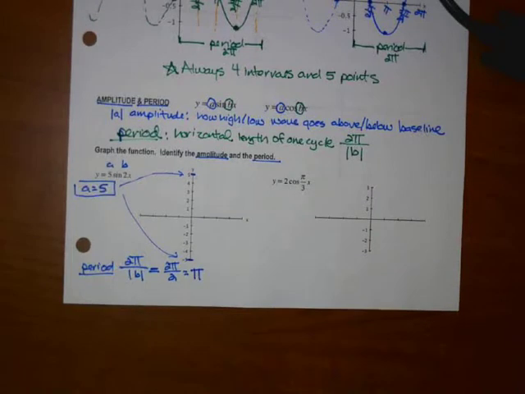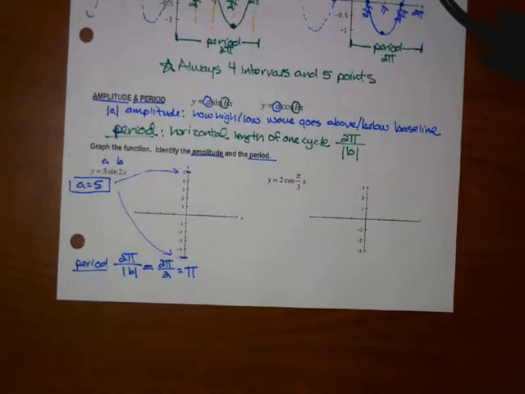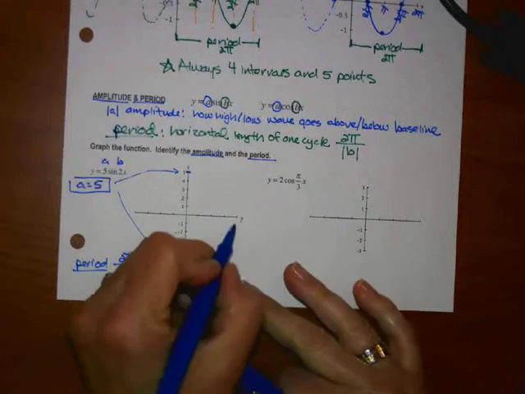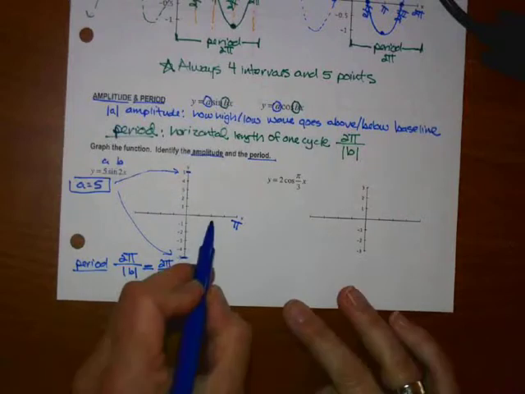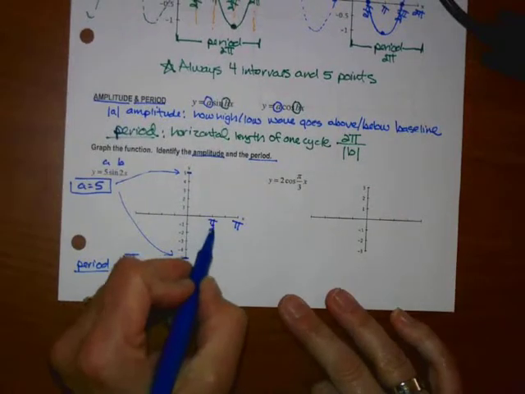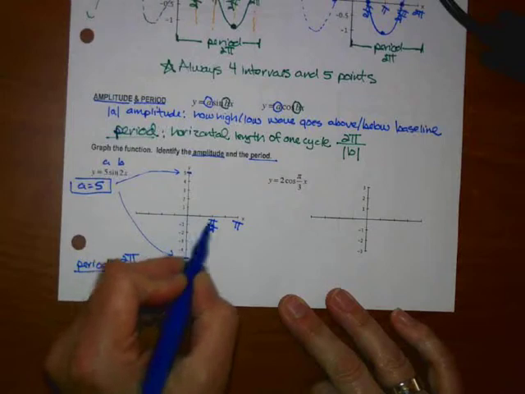Now, I have to know how to split up my x-axis. If my period is pi and I need 4 intervals, how do I find those 4 intervals? I can just start, right here, by putting this as pi. And what is halfway between there? How would I mark that? Pi over 2.